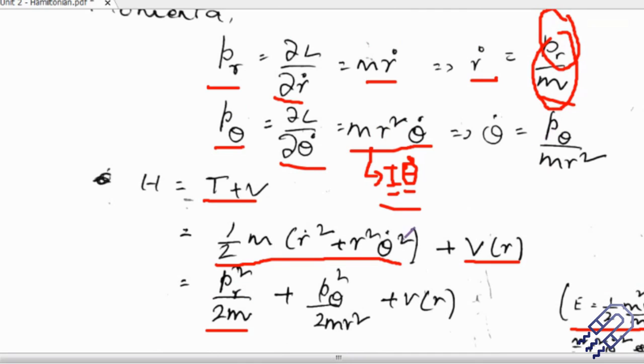Or you can do the other part, theta dot square. What is theta dot square? p theta by mr square. Just replace p theta by mr square, you can get this equation. So this is very simple, okay?